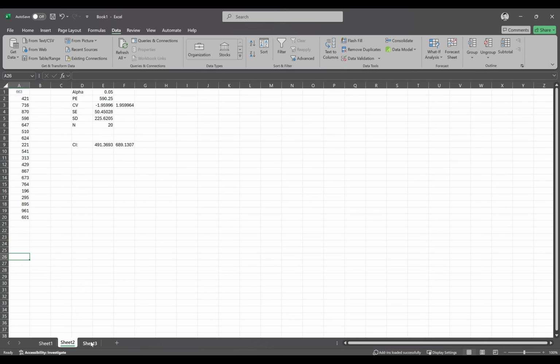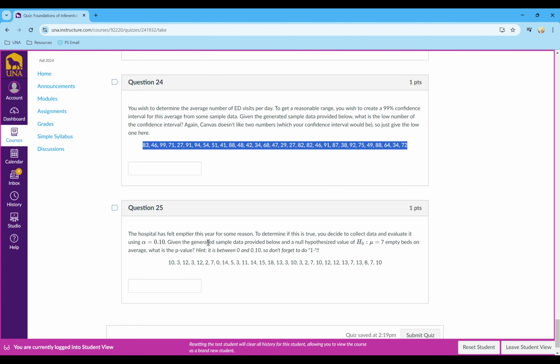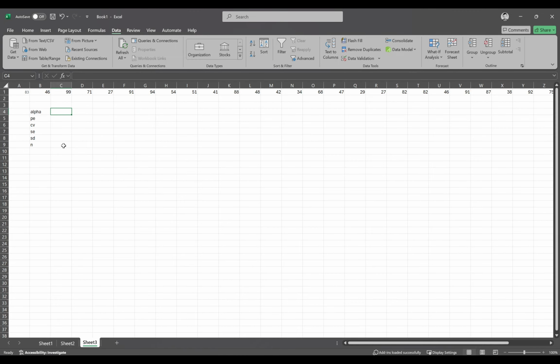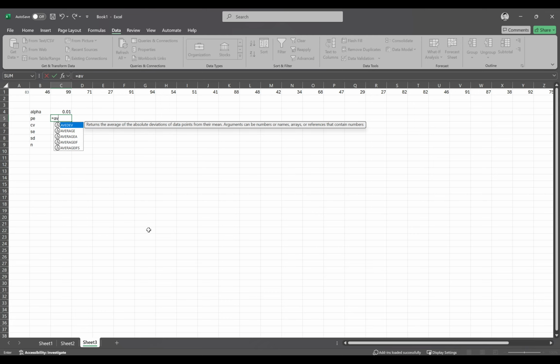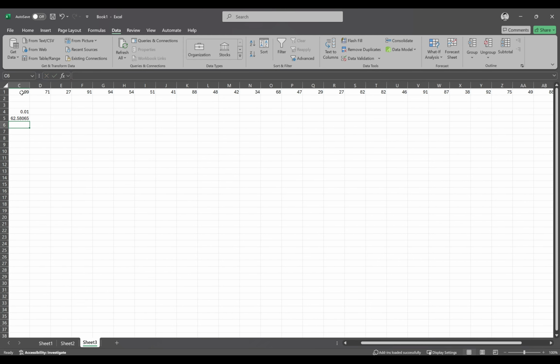I'll go back to my previous sheet just to remember: alpha, point estimate, critical value, standard error, and then the pieces to calculate the standard error, which were the standard deviation and the sample size. For this case, alpha is going to be a 1% error rate, so 99% confidence, 0.01 error rate. Point estimate is just the average of my data. And I think I have some more numbers here.